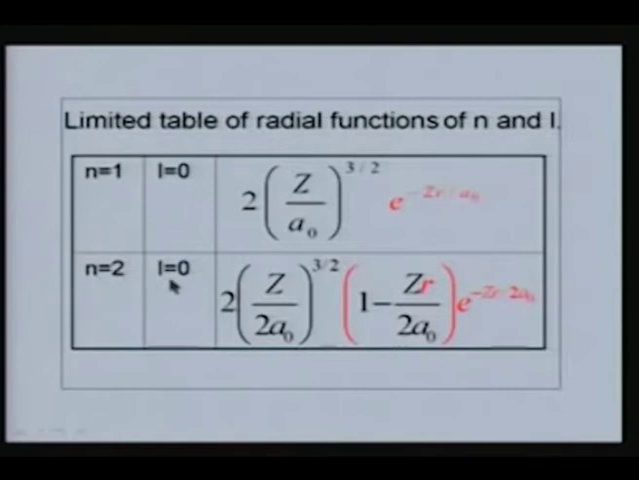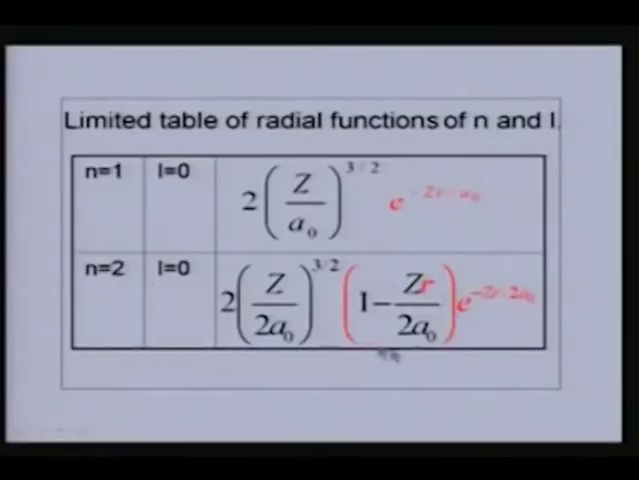For n equal to 2, there are two solutions, L equal to 0 and L equal to 1. Let us look at the L equal to 0 case. The L equal to 0 case has an exponential of minus zr by 2 a naught. The n appears here, and it has a simple function 1 minus r by a naught z by 2. Okay. So, this is a monomial, that is, it is a function to the power 1.